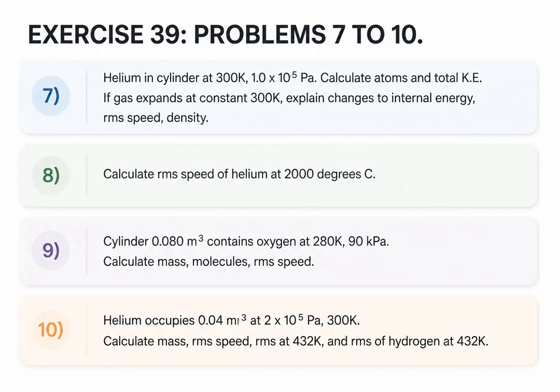Finally, problems 7 through 10. Problem 7 is particularly conceptual. After calculating the initial state, you must explain how an isothermal expansion affects internal energy, RMS speed, and density. Remember that temperature dictates kinetic energy. Problem 8 is a direct high-temperature RMS calculation. Problem 9 is another full-state calculation for oxygen. And Problem 10 compares the RMS speeds of helium and hydrogen at the same elevated temperature, highlighting how molar mass affects molecular speed. Take your time to work through these to solidify your understanding.